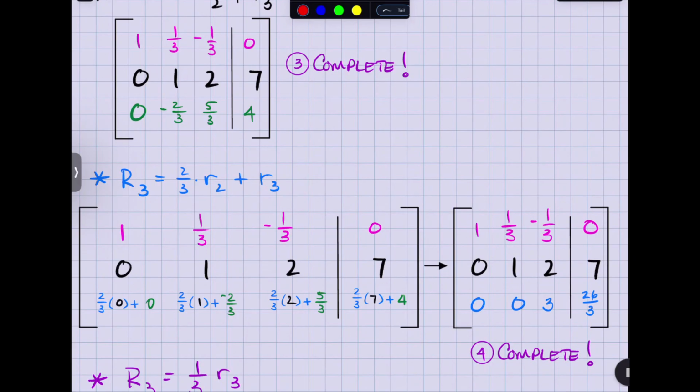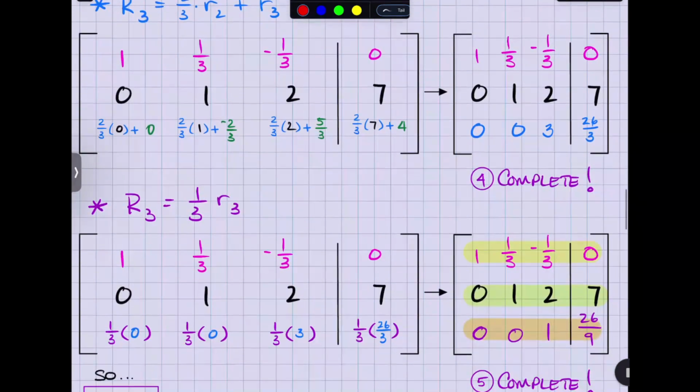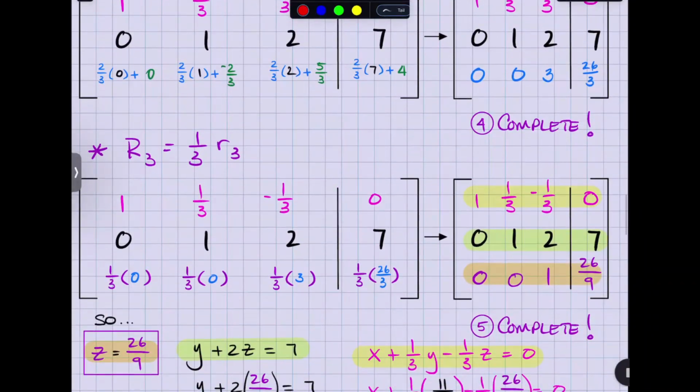Now, our last thing is to make this a 1. How do I make a 3 a 1? Multiply by 1/3. And that's exactly what this is saying. My new row 3 is 1/3 times row 3.